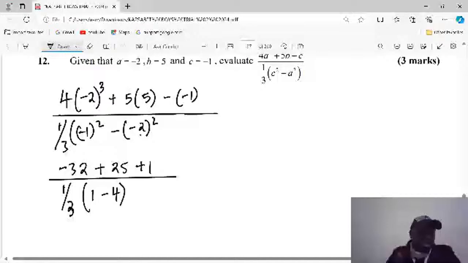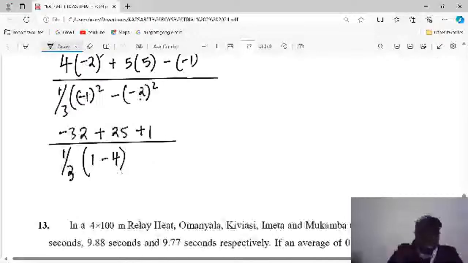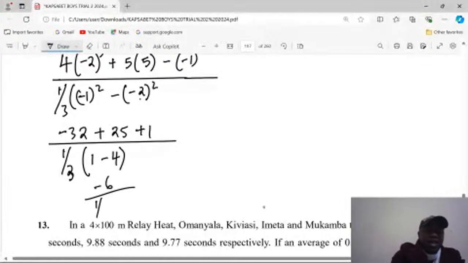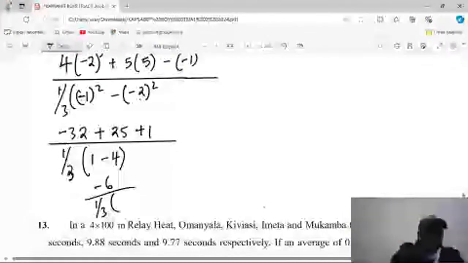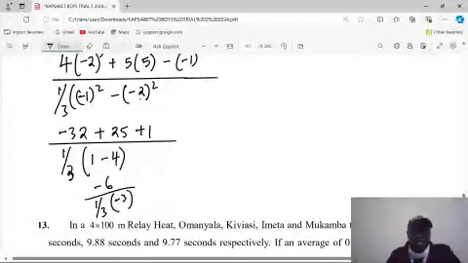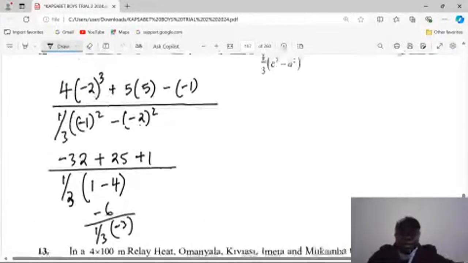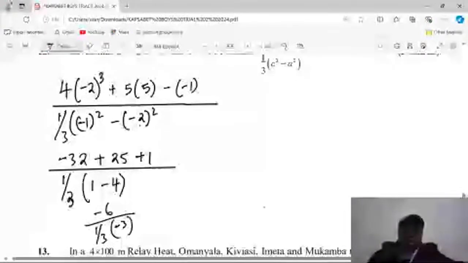We continue answering the question. Negative 32 plus 25 plus 1, that gives us a -6. Divided by, we'll be having a third into -3. A third into -3 will make it a -1. So we shall have -6 over -1.